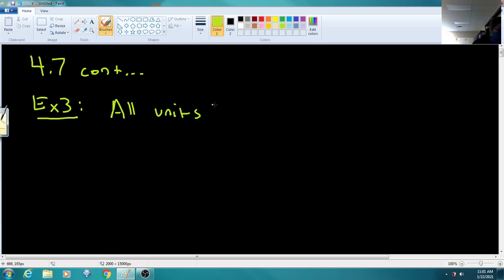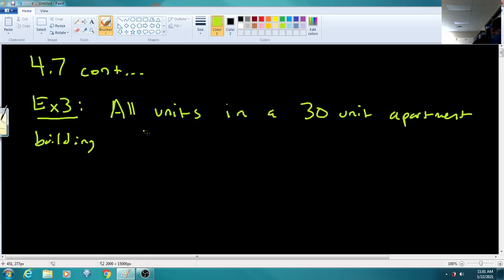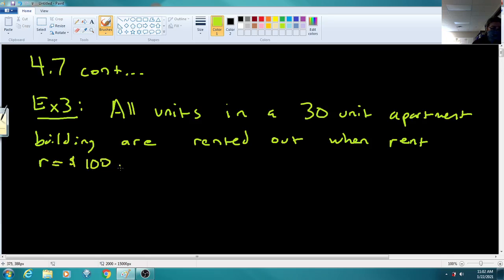So we say all units in a 30 unit apartment building are rented out when the monthly rent is $1,000 a month. We'll say R equals $1,000 per month.